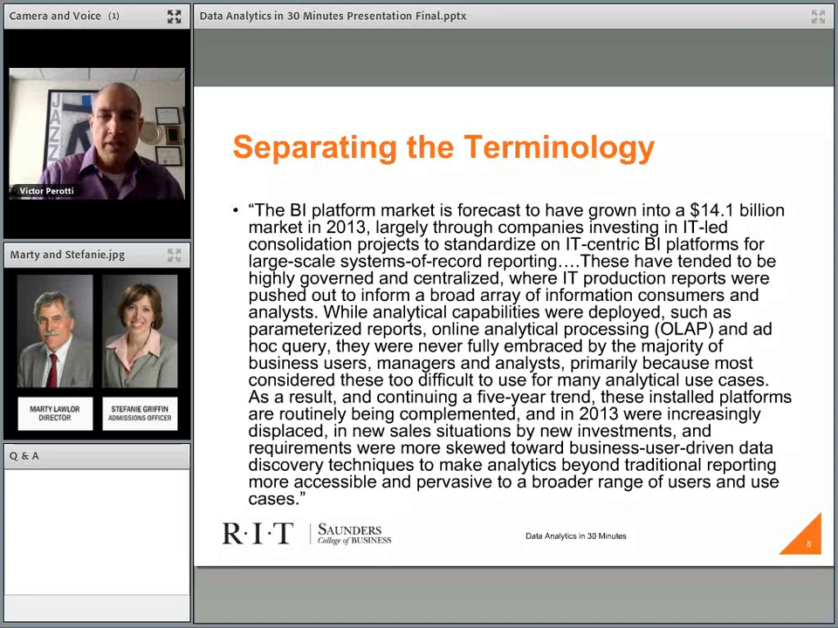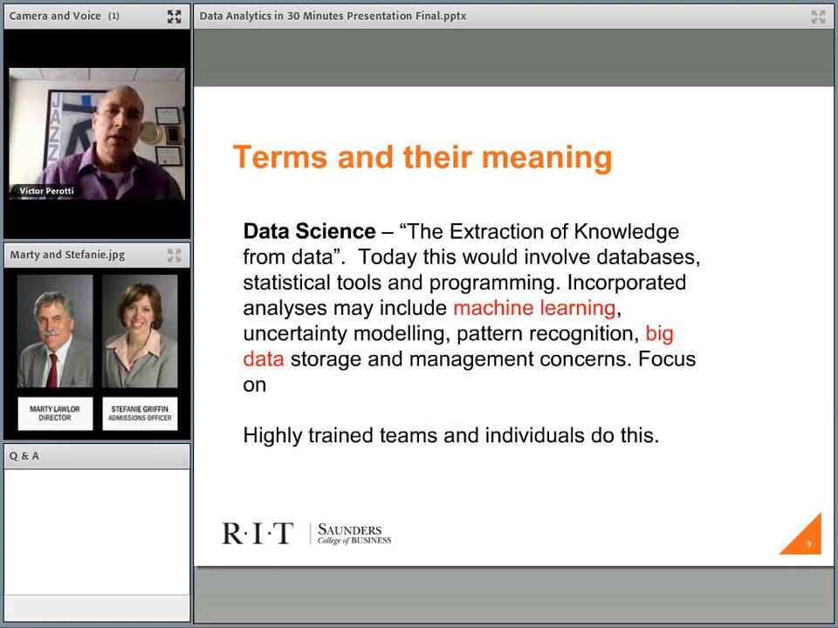In new sales situations and new investments, requirements were more skewed toward business user-driven data discovery techniques to make analytics beyond traditional reporting more accessible and pervasive to a broader range of users and use cases. In other words, if we analyze the whole marketplace, there is a transition from big technology that begins in the IT office to more personal computer technology that anybody can use, kind of like the marketing people at the Texas Rangers.